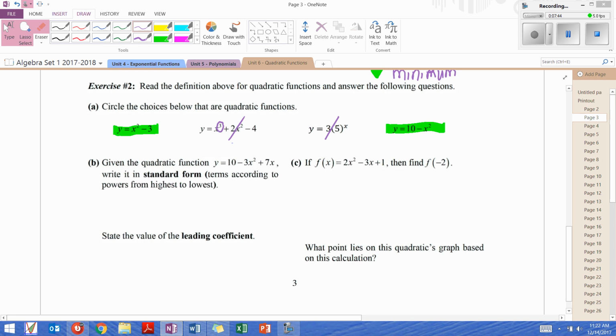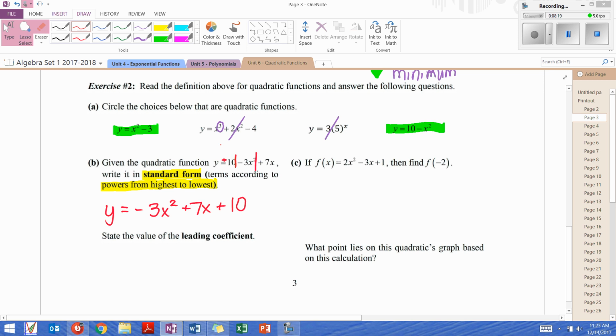Okay, so B, moving on, we need to write this function in standard form. This means we just write it from highest power to lowest power. Actually, I would highlight that standard form. This is a big deal. I'll talk about this a lot. Okay, so make sure the signs stay the same. So the -3x squared, that's the highest power, plus 7x, that's positive, and then the 10 is also positive. Notice how the signs of my numbers stayed with the value.